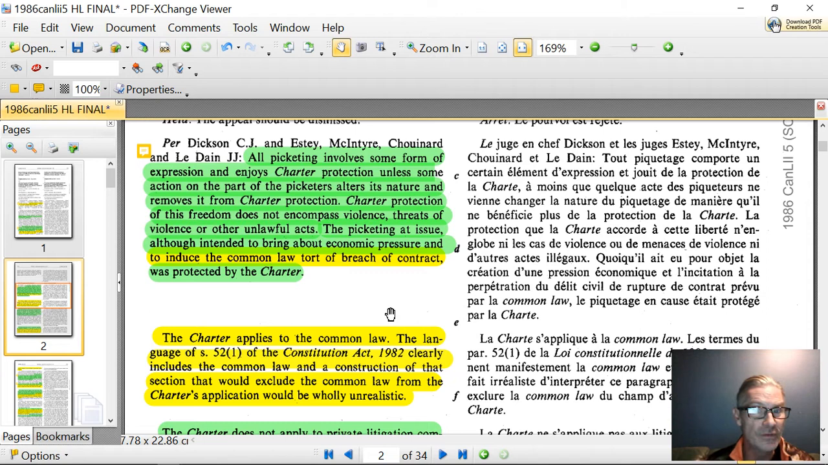All picketing involves some form of expression and enjoys charter protection unless some action on the part of the picketers alters its nature and removes it from charter protection. Charter protection of this freedom does not encompass violence, threats of violence, or other unlawful acts. The picketing at issue, although intended to bring about economic pressure and to induce the common law tort of breach of contract, was protected by the Charter.